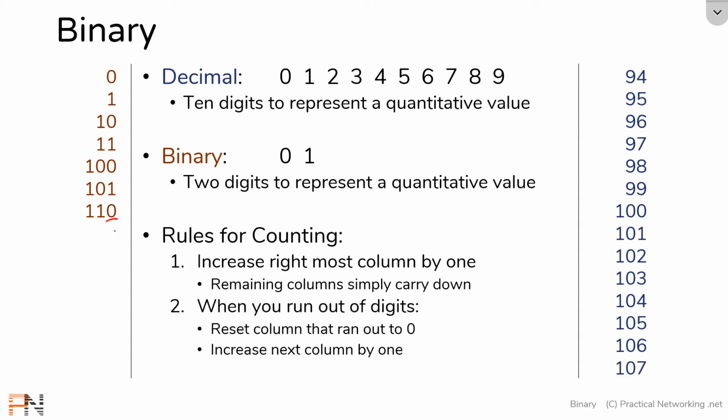This column can increase, so that guy goes to 1, which means we carry everything else down, bringing us to binary 111. This column can't be incremented anymore, so that gets reset to 0. This column can't get incremented, so that gets reset to 0. This column can't get incremented, so that gets reset to 0, and we increment the next column over by 1, bringing us to binary 1000.